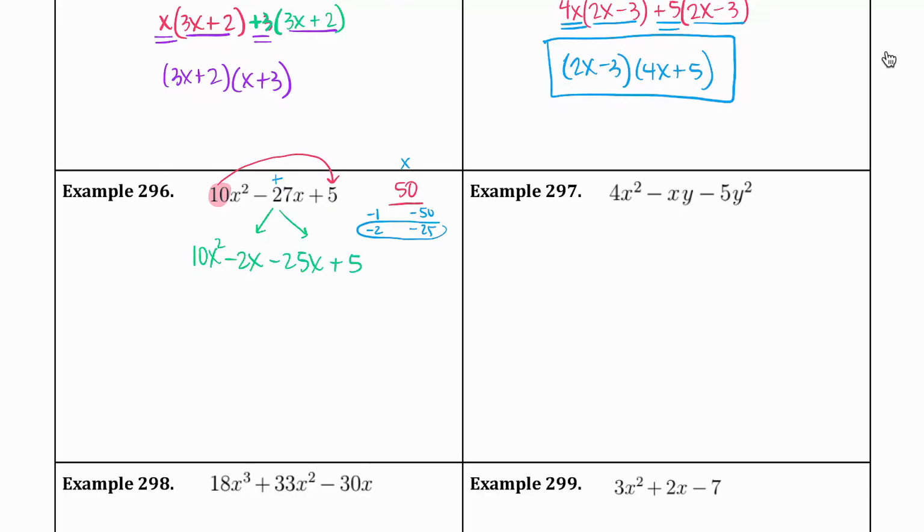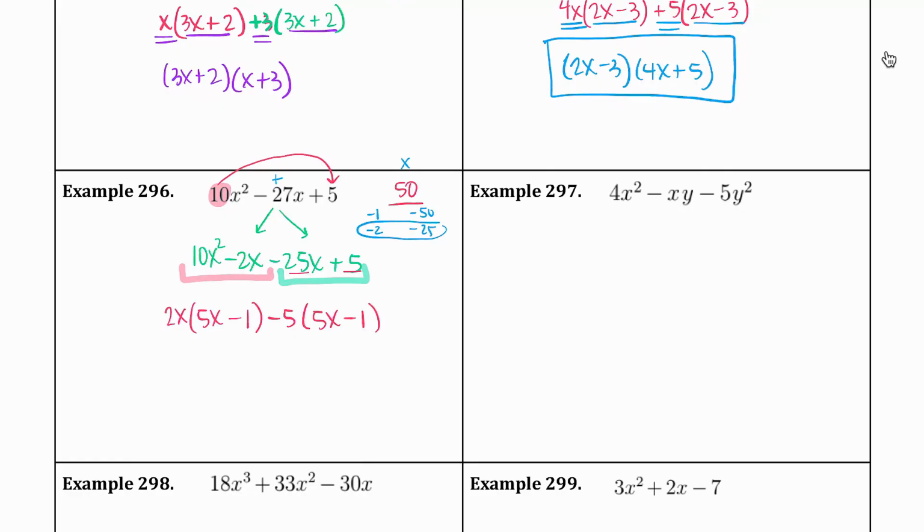Again, the order of those two terms does not matter. All right, let's group up our first two. Let's group up our second two and look for greatest common factor. I can take out a 2x on the first one, and I'm left with 5x minus 1. 2x divided by 2x is 1. On the second one, I can take out a negative 5. If I divide both pieces by negative 5, I end up with 5x minus 1.